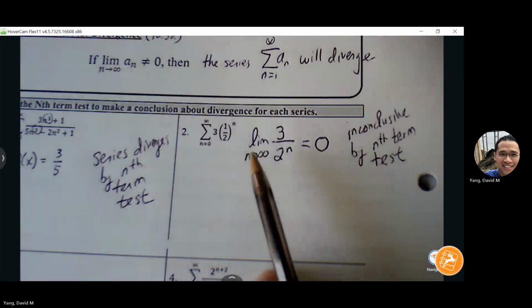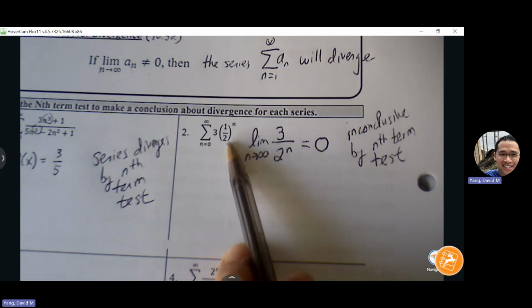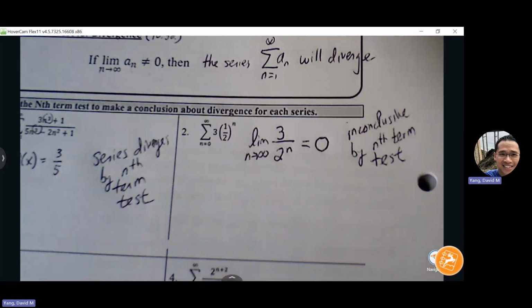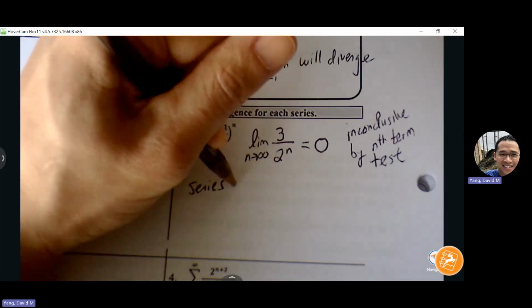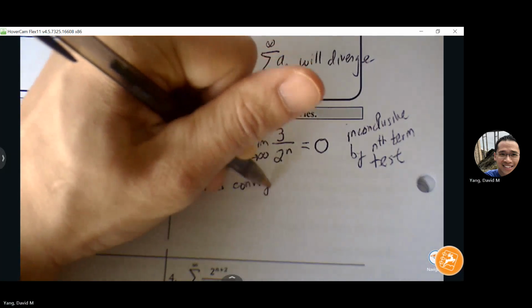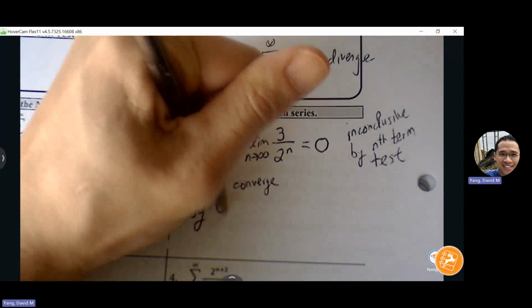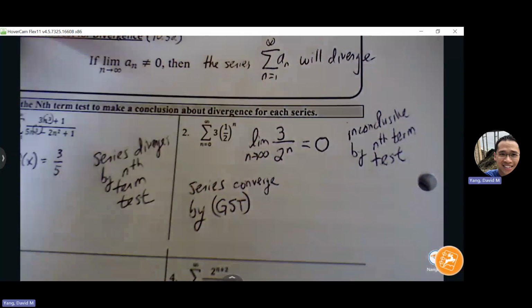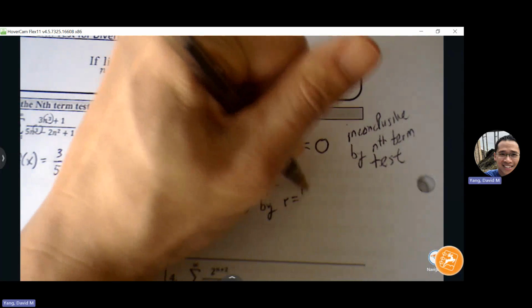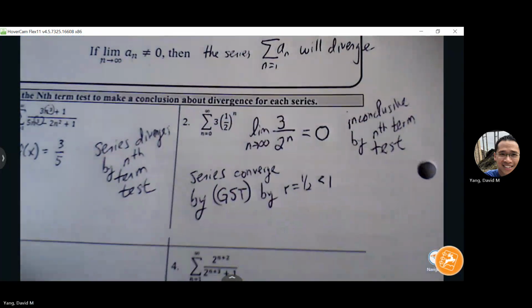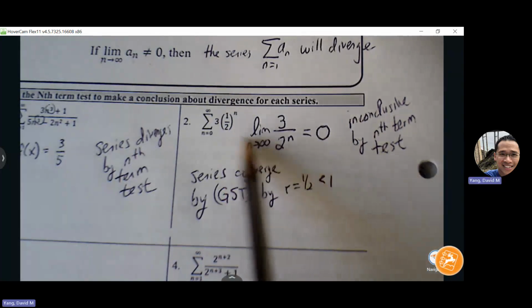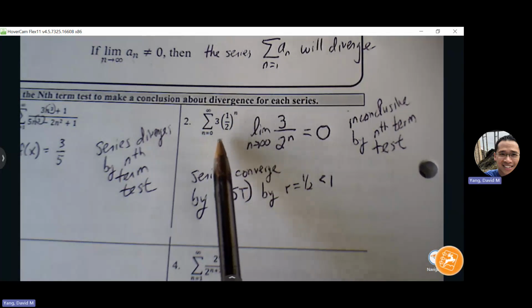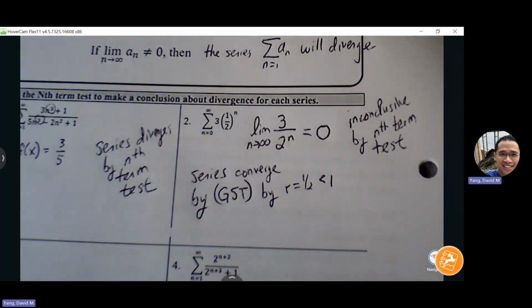But we do know that this converges because this is a geometric series. The ratio is less than 1. So we do know ultimately the series converges by the geometric series test. I'm going to abbreviate geometric series test with GST, because r is equal to 1/2, which is less than 1. So we did practice going through nth term tests, but ultimately that's not what you're going to do, which is fine, because it's easy enough for us to determine.